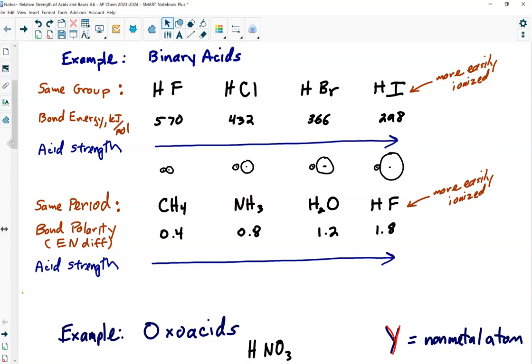weaker below those, and why is it weaker? It's because the bond distance in HI is much greater than the bond distance in HF, yes? So it turns out HI is the strongest, HBr would be the next strongest, HCl is the next strongest, and all of those are considered strong acids. HF, though, is a weak acid. Why is it a weak acid? Well, because it has a high enough bond energy that it makes it harder for water to pull it apart.